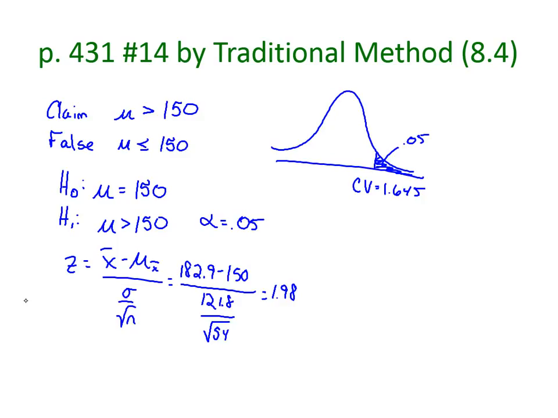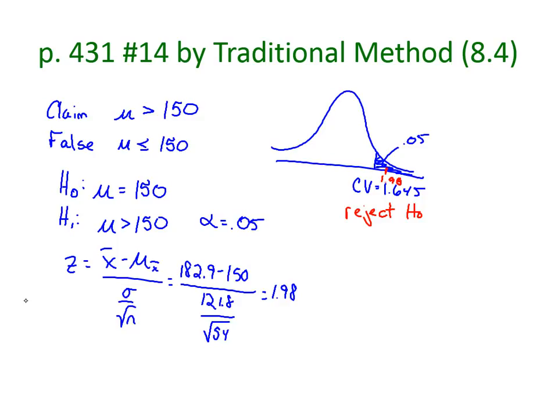Now, the question is, where does my test statistic land? My test statistic is 1.98. 1.98 is past 1.645. So is that in the reject or the fail to reject region? That is in the reject region. So this is going to reject the null hypothesis. So from what I'm doing, I am rejecting that I know the true mean to be 150 pounds.